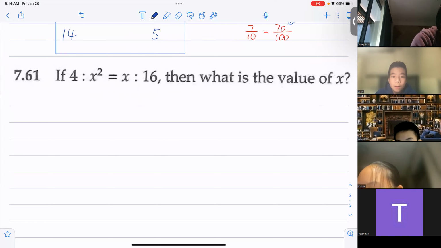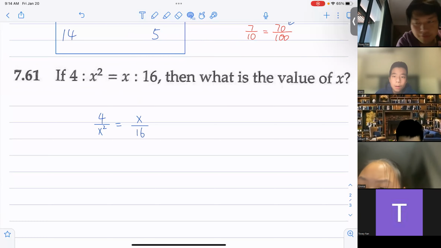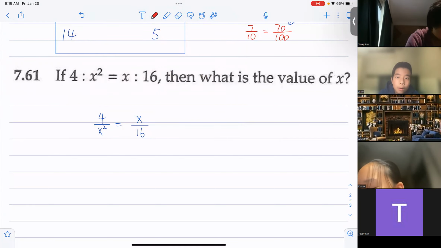So if you change them into fractions, 4 over x squared equals x over 16. Then this is from chapter 5. A fraction equals a fraction. How do we solve this? There's a technique called what? Cross multiply. If you have a fraction equals a fraction, you cross multiply, right? So this times this, and this times this.